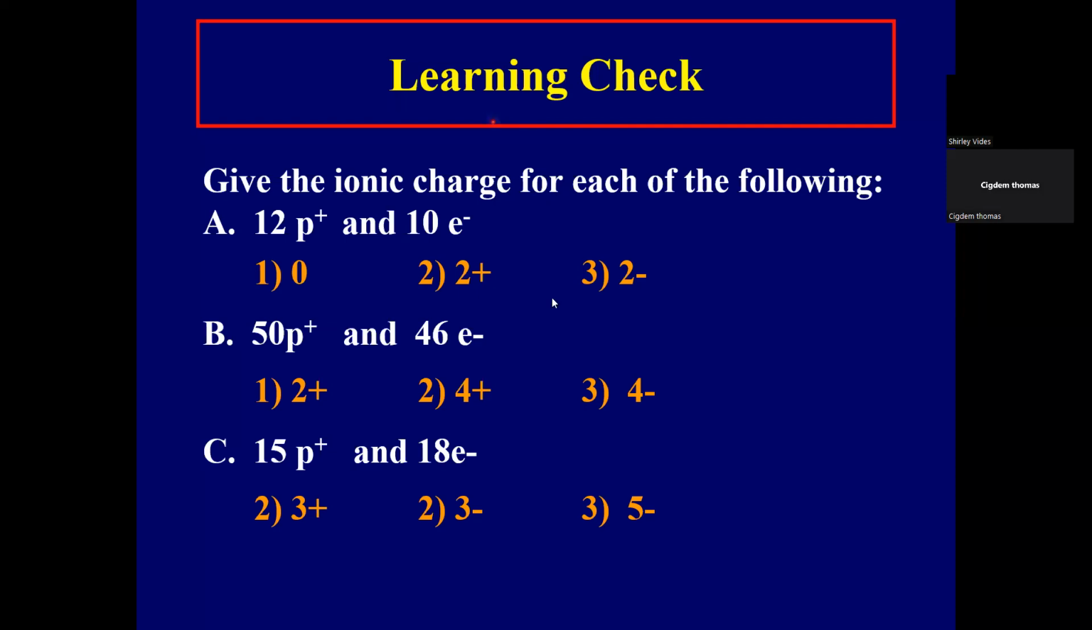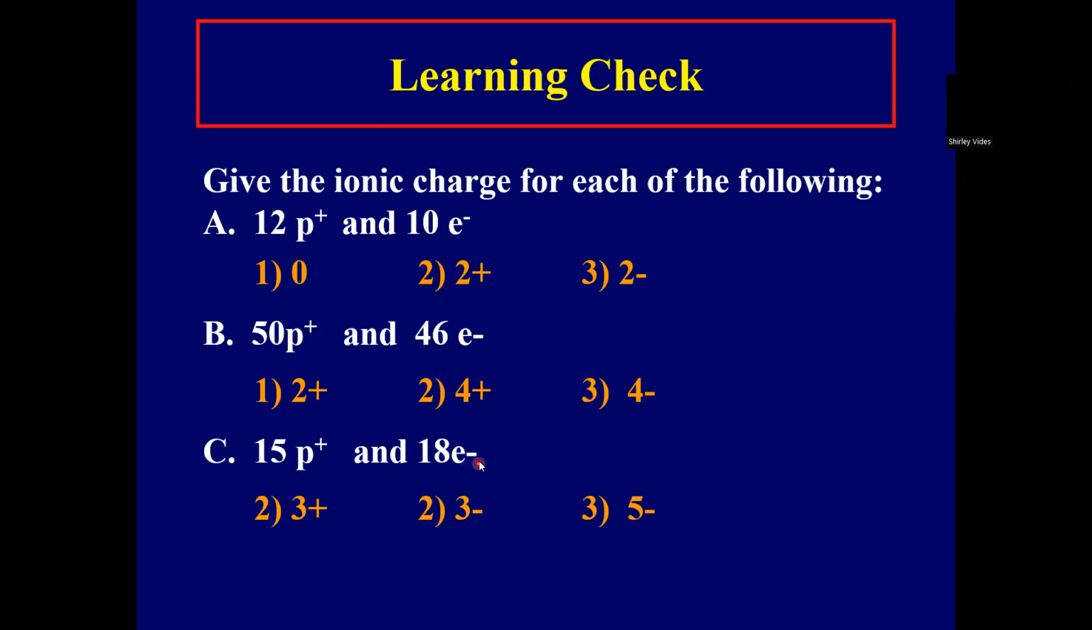All right. Next, we have 50. So 50 positives and 46 negatives, right? So 50 protons and 46 electrons will give you a positive 4 charge because you have more positives than negatives. And 15 protons and 18 electrons.